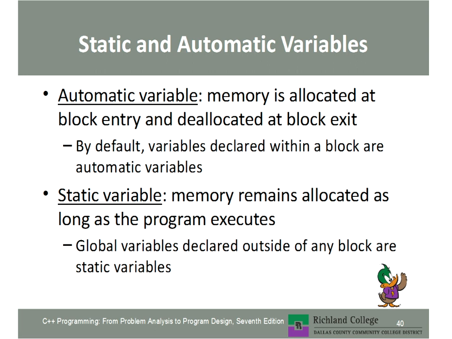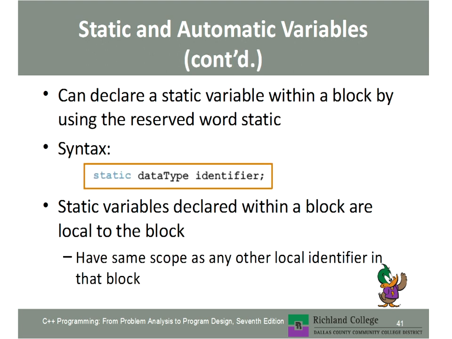So, static and automatic variables. Automatic variable memory is allocated at the block entry and deallocated at the block exit. By default, variables declared within a block are automatic variables. That's what we use in our for loop, automatic variables. Static variable memory remains allocated as long as the program executes. Global variables declared outside of any block are static variables.